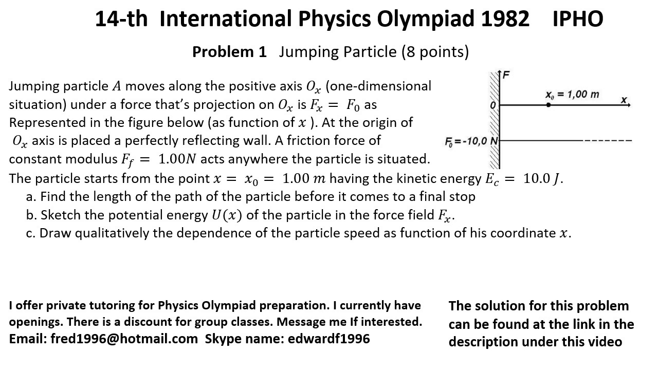A friction force of constant modulus Ff equals 1.00 newtons acts anywhere the particle is situated. The particle starts from the point x equals x0 equals 1.00 meter having the kinetic energy EC equals 10.0 joules. Question A. Find the length of the path of the particle before it comes to a final stop. Question B. Sketch the potential energy Ux of the particle in the force field Fx. Question C. Draw qualitatively the dependence of the particle speed as a function of its coordinate x.